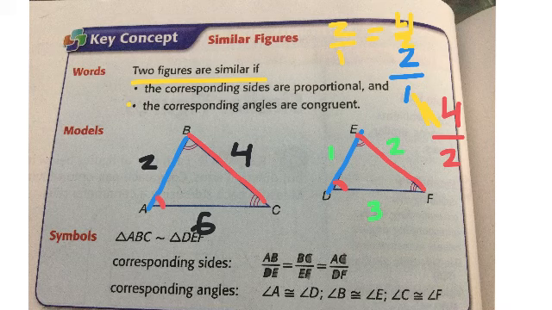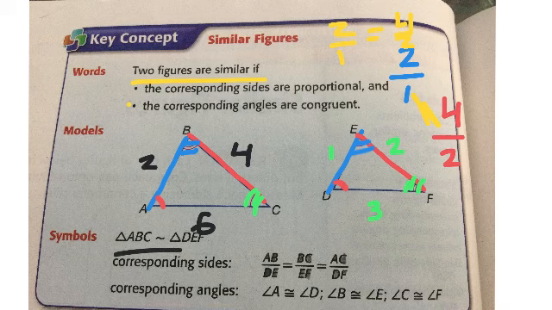Then you look here, angle B has 2 of those tick marks. And angle E has 2. So that means those two are equal, are congruent. Okay? And then the same with C having 3 and F having 3. Are there any questions there?